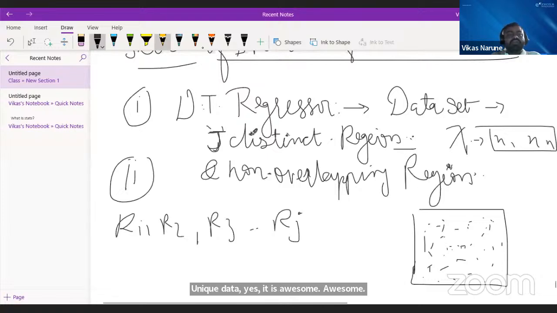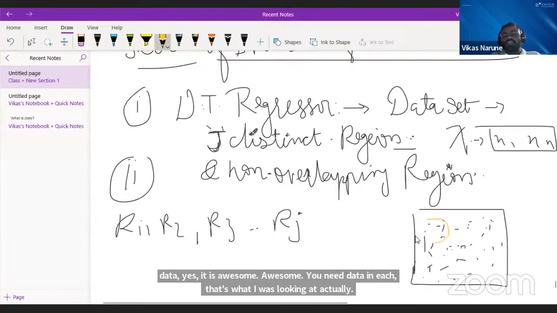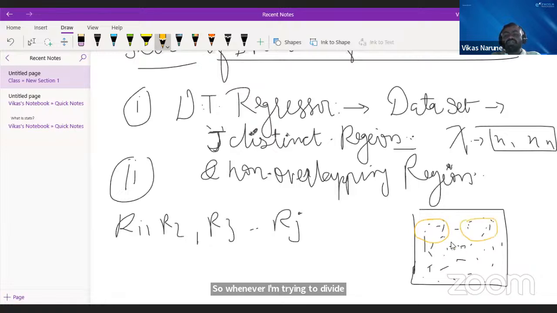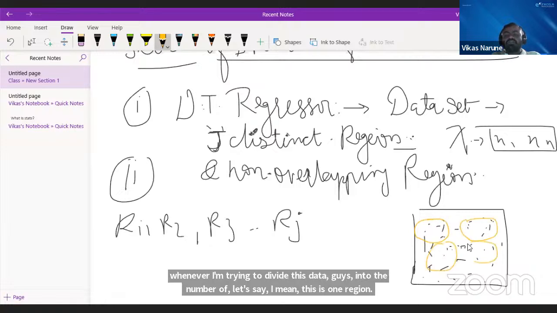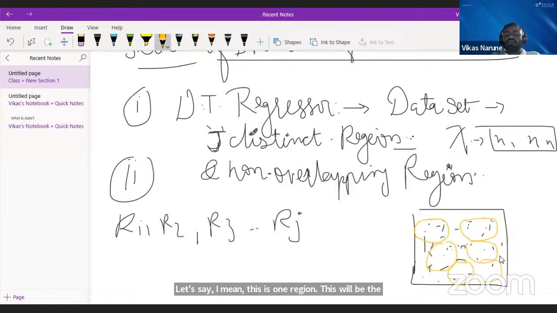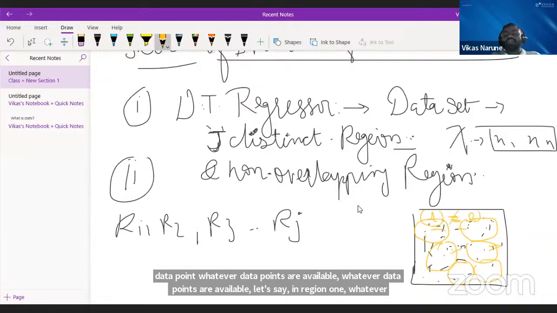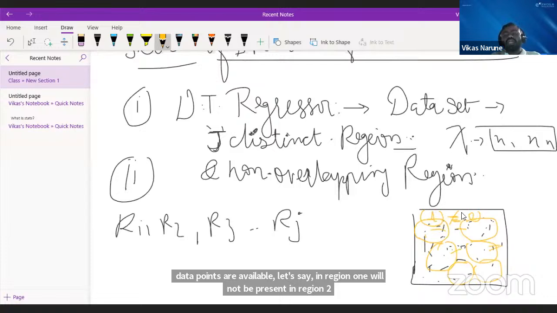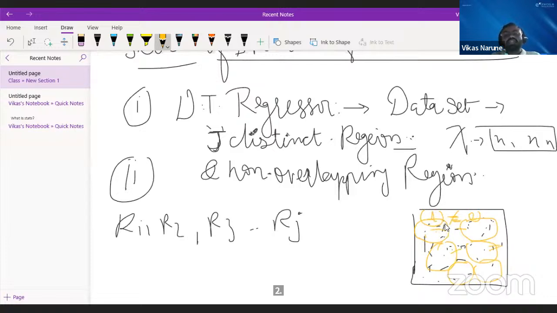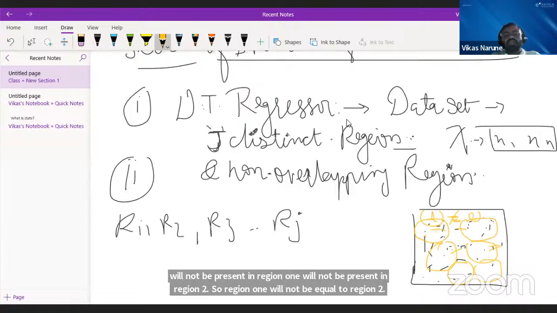Whenever I divide this data into a number of regions, let's imagine this is one region, this is the second region, this will be the third, the fourth, this is the fifth, and so on. Every data point will fall into one of the regions. Whatever data points are in region 1 will not be present in region 2, so region 1 will not be equal to region 2. Everything will be distinct. That means whatever data points are in a region, they are individual to that region and not repeated anywhere.